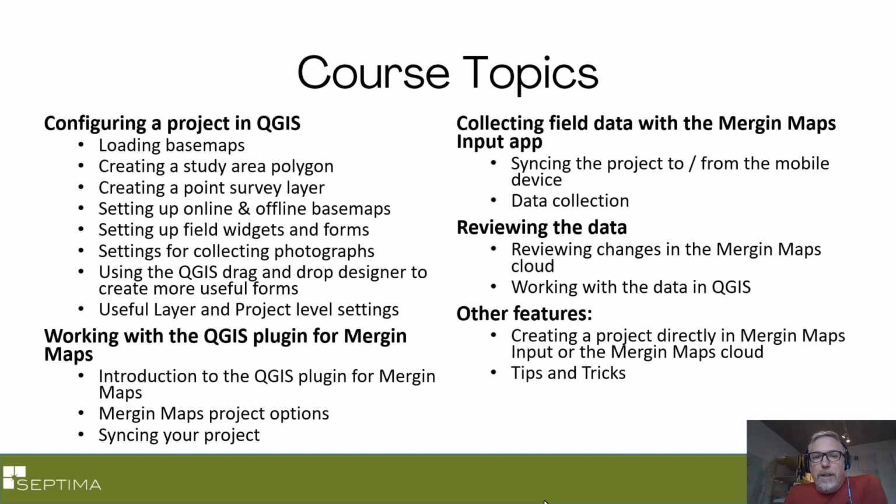So these are the course topics. I know there's a lot of bullet points here, but the main points are in bold. We're going to start by configuring the project in QGIS, and this will be most of the work. At that point, we'll use the plugin to create a Mergin Maps project from our QGIS project, and we then can go outside and use the Mergin Maps app to collect data with our smartphone. And then we can use the Mergin Maps platform to synchronize the data back and forth between mobile device and our desktop. We'll then look at reviewing the data in QGIS and then some other features related to Mergin Maps and some tips and tricks.